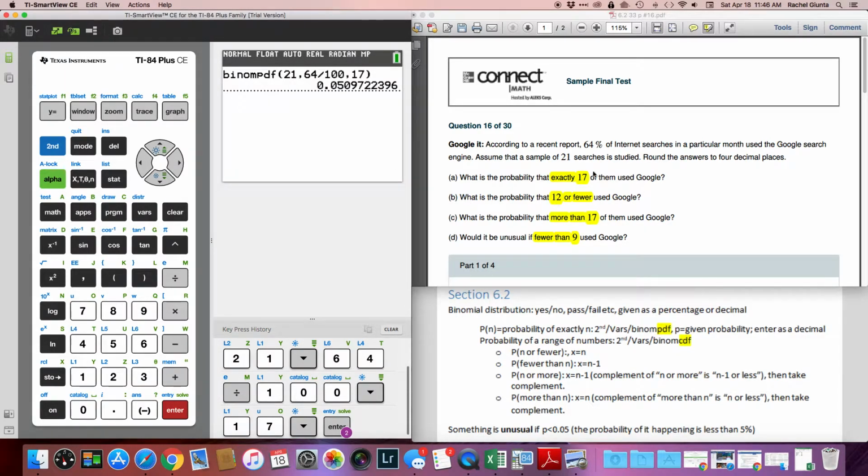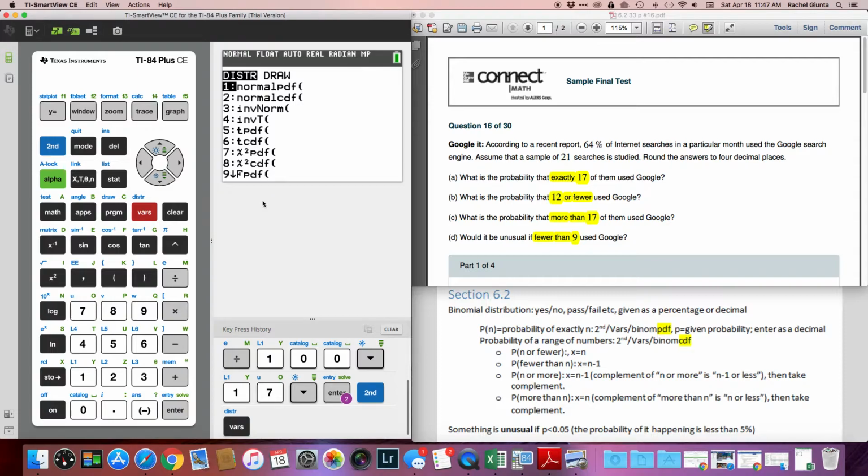For B, instead of it being exactly some number, it says 12 or fewer. So there you want to look at these 4 bullet point options and find the one that matches the wording. 12 or fewer means the number you put in for x is the same number as what's given to you, 12. But the difference here is that all 4 of these are binomial CDF instead of PDF. So you again get there with second vars, and then you go to the next one down. Instead of binomial PDF, now it's binomial CDF.